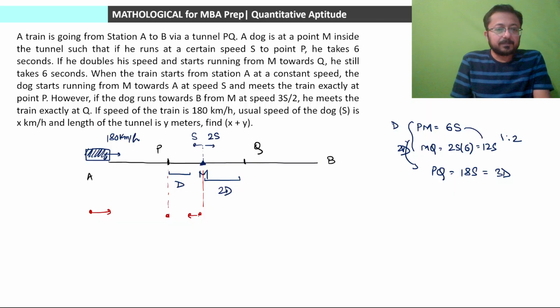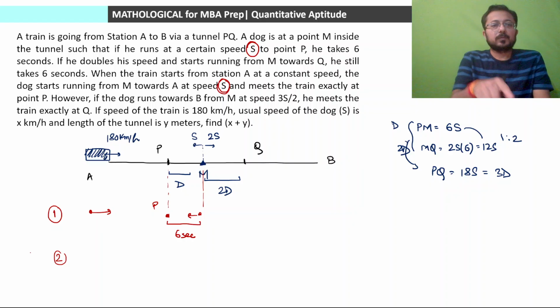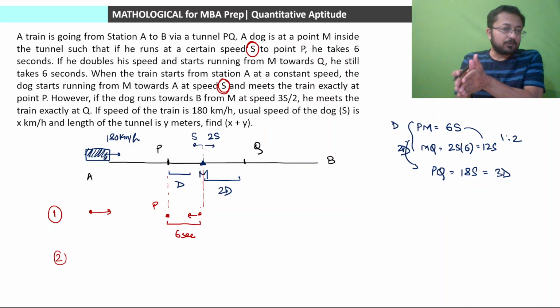Now time taken by dog to reach point P कितना होगा? Since the speed of dog is equal to S, same as here, this time taken will be 6 seconds. In 6 seconds, dog will be reaching point P and train will also be reaching point P. That is our first condition. Our second condition, if dog runs towards B from M at speed 3S/2, he meets the train exactly at Q. Agar instead dog is running towards point B, in that case again he is meeting the train but at what point? At point Q.